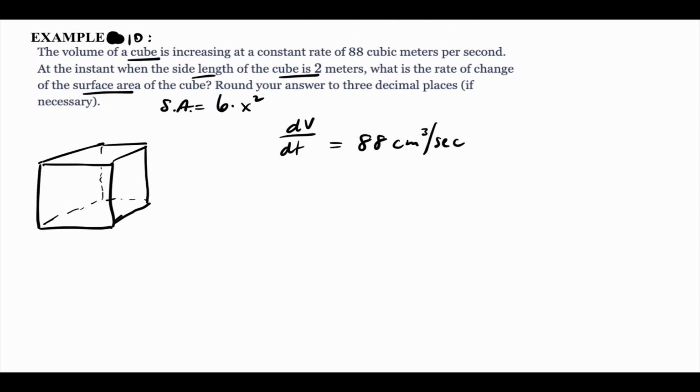What else do we know? So the length of the cube, right? A cube, what's special about a cube? All sides are equal. Every side length is equal. So every side length that you see is 2. So we'll say x is 2. X is 2 meters. Okay. I think that's all we know.